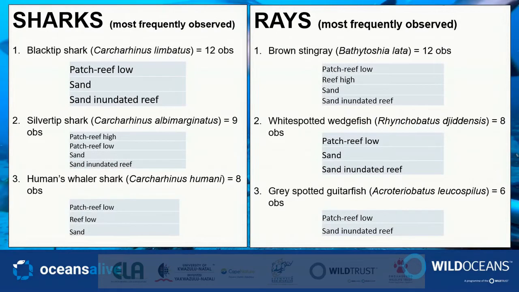Of the most frequently observed shark species, an interesting note to date is that of the Humans whaler shark, a species only formally recorded in 2014. Of the most frequently observed ray species, an important conservation note is that of the white-spotted wedgefish, a critically endangered species that happens to move into the park and into Mozambique during winter.